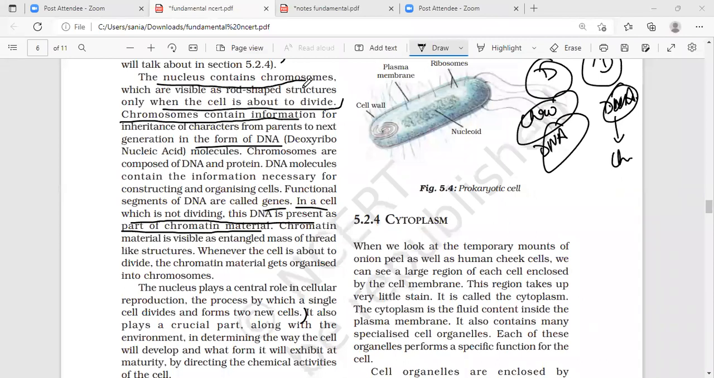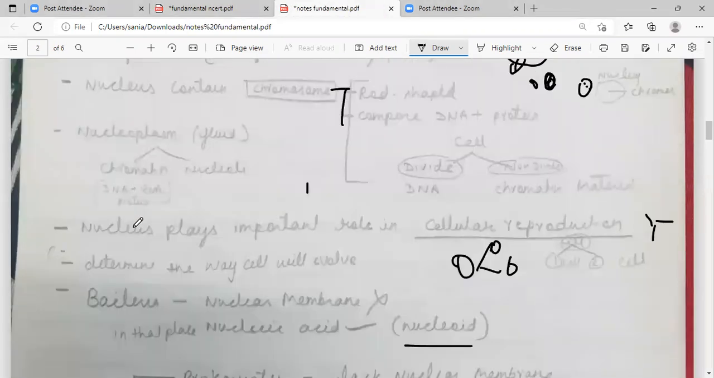Done, ma'am. Okay, good. Now the next one, what will you write? You will just write this: the nucleus plays an important role in cellular reproduction. Next, it determines the way the cell will develop. Just write these two points, then I'll tell you what you have to write.